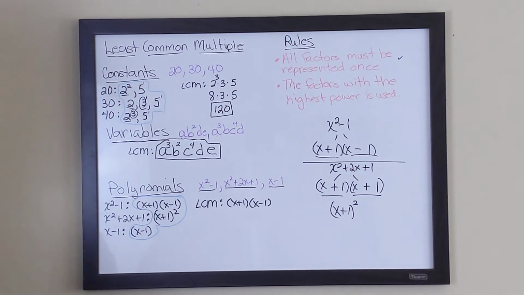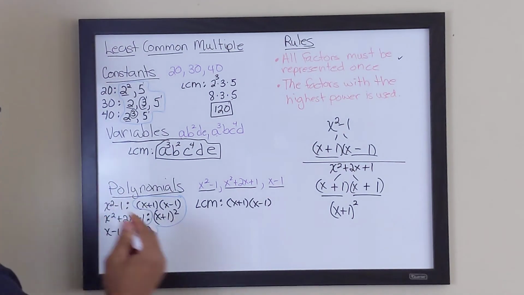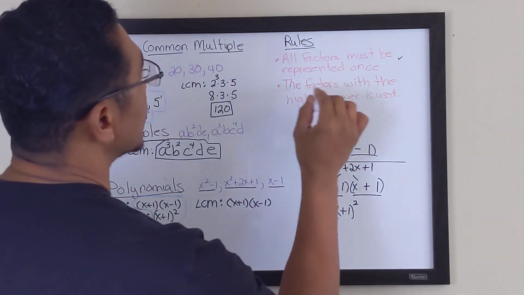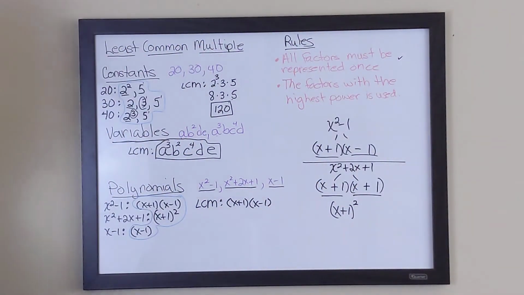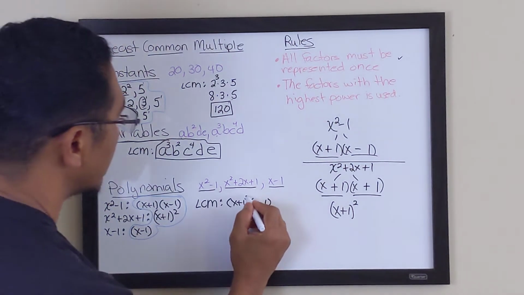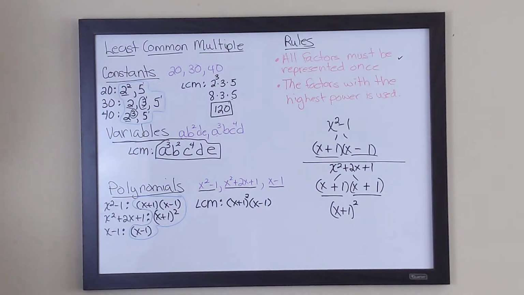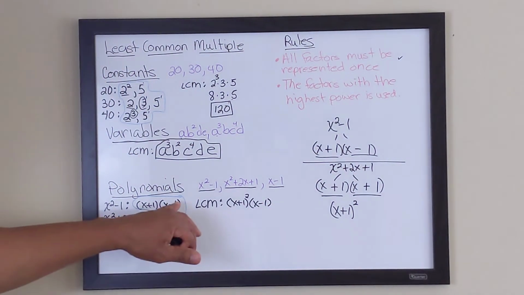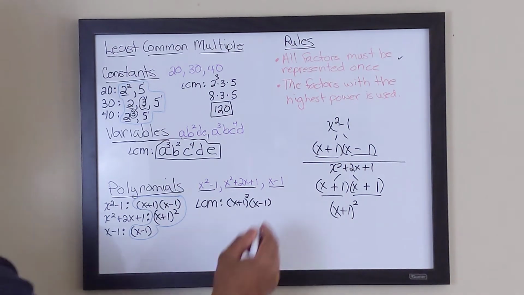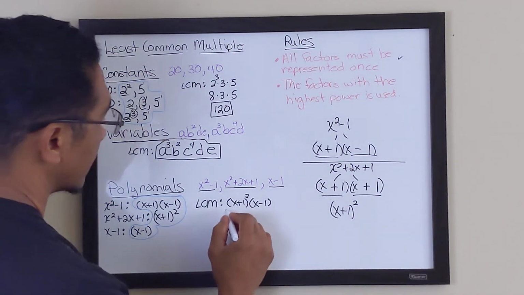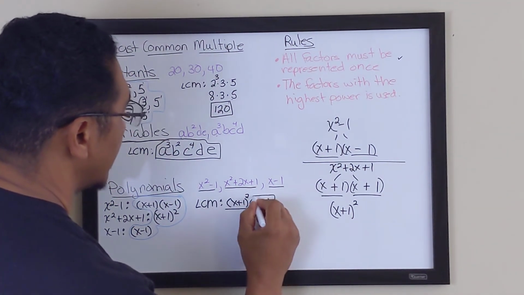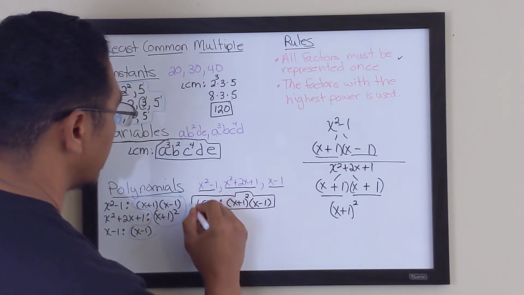Now we're going to follow the second rule, which is that the factors with the highest power are what we use for our least common multiple. There's two x plus 1s, but only one of them has the higher power, which is this one. So we're going to use that 2 for the x plus 1. And for x minus 1, they both have a power of 1, so that remains the same. So technically, this is our least common multiple.